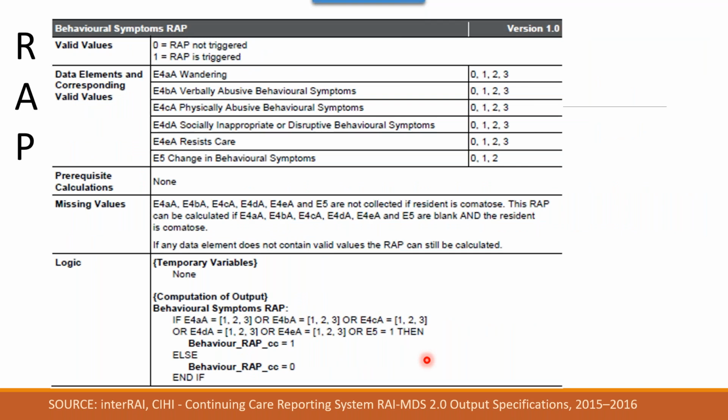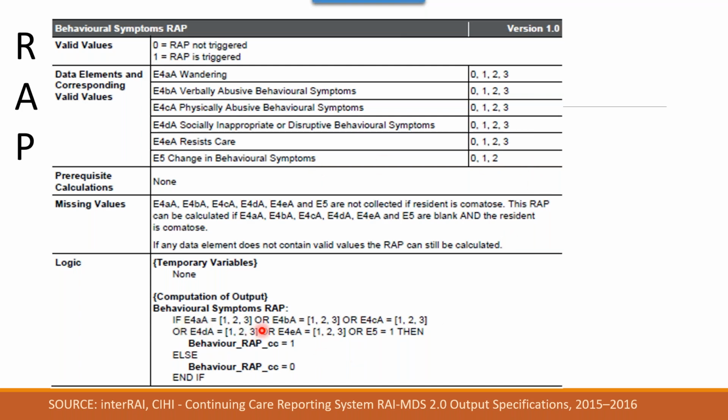If we look at the behavioral RAP, you can see we're using the exact same items again that make up the quality indicator. So wandering, verbal, physical, inappropriate, resisting care. We're adding in this one item here, E5, change in symptoms. Remember, this is when you look back and say 90 days ago, what level of behaviors were being exhibited, and today, what level of behaviors are being exhibited. And then you're going to ask the question, has there been no change? Have they deteriorated or have they improved? And so those are the 0, 1, and 2 scale.